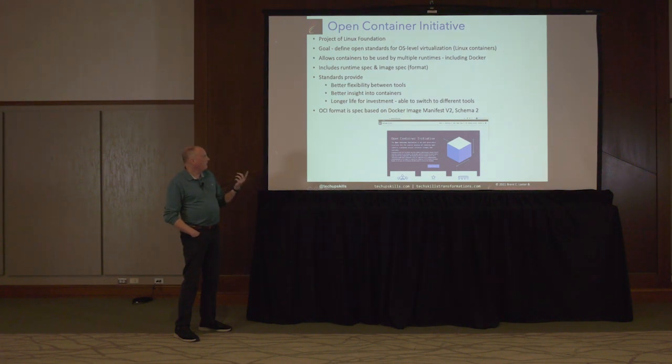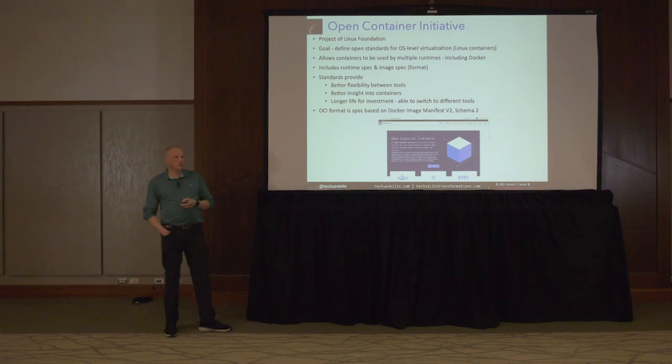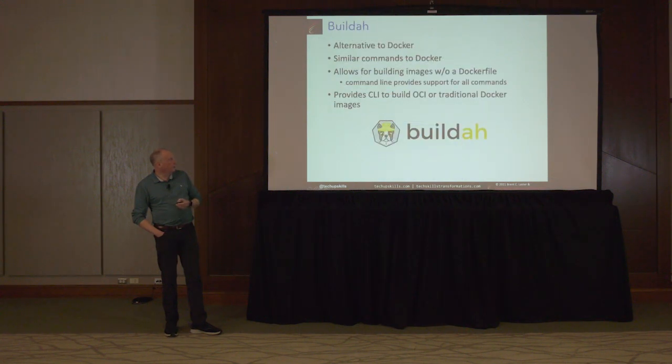So the OCI allows containers to be used by multiple runtimes, includes runtime specs, provides better flexibility, and so on. It's based off of a particular version of the Docker schema manifest, version 2, schema 2. So some older container stuff might have some issues with that.